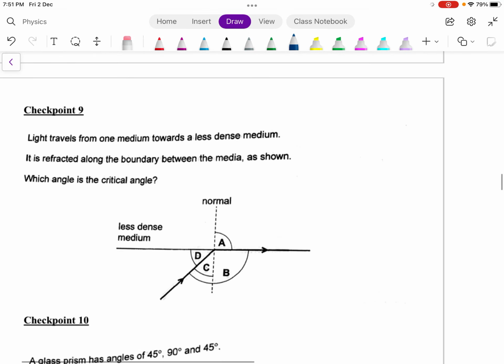Okay, so let's move on to checkpoint 9. In checkpoint 9, we have light traveling from one medium towards a less dense medium. It is refracted along the boundary between the media as shown. Which angle is the critical angle? So this is quite simple. Always look at the normal. Then it is the angle between the light ray and the normal right here. So the answer should be C.